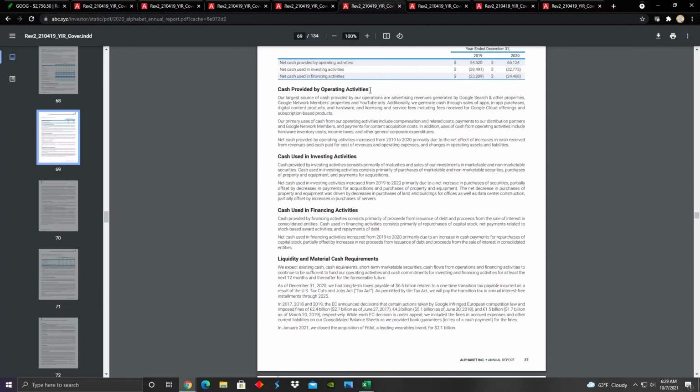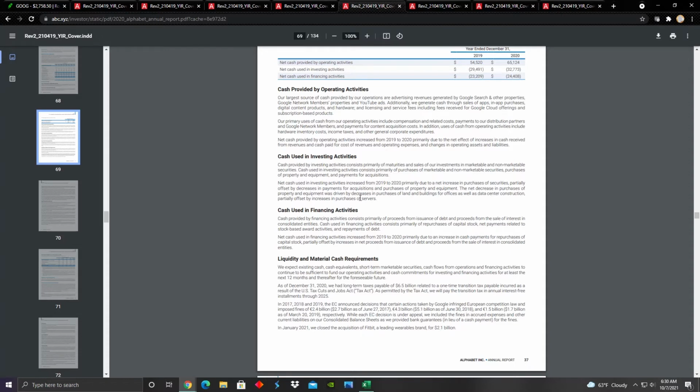The next thing that I want to look at is their breakdown of their cash flows. So right here we can see their bottom line values for their net cash provided by operating activities, investing activities, and financing activities, with there being a positive cash inflow after expenses. Their cash from operating activities is primarily made up of advertising revenues from YouTube and Google search ads, with less of that made up from their Google Cloud offerings and subscription-based products.